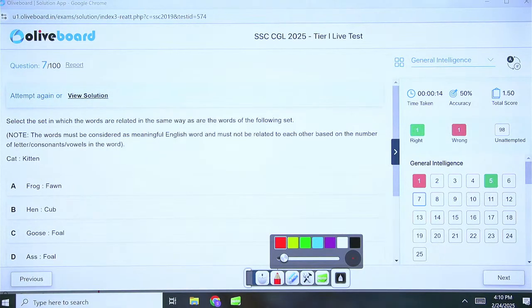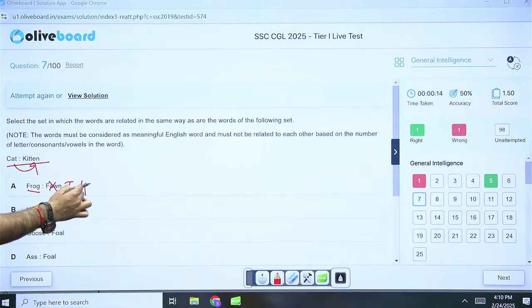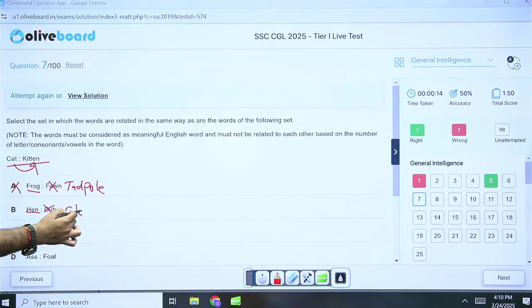Now this is an analogy based question. Cat is related to kitten. How is a cat related to kitten? The young one of the cat is known as a kitten. Offspring of the cat is known as a kitten. For frog, the offspring is not fawn, it is known as a tadpole. So this is not right. For hen, it is not known as a cub, it is known as a chick. So this is also incorrect.